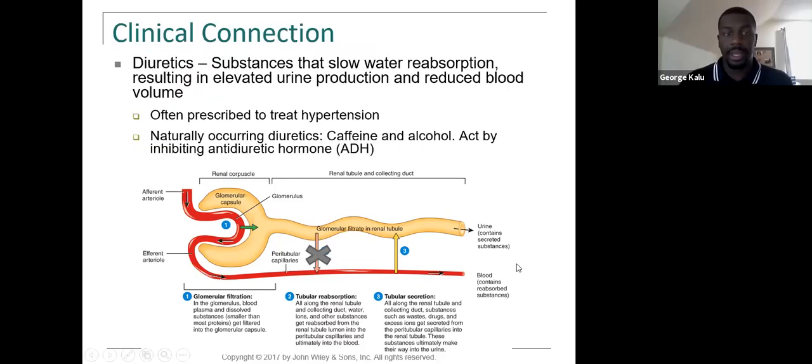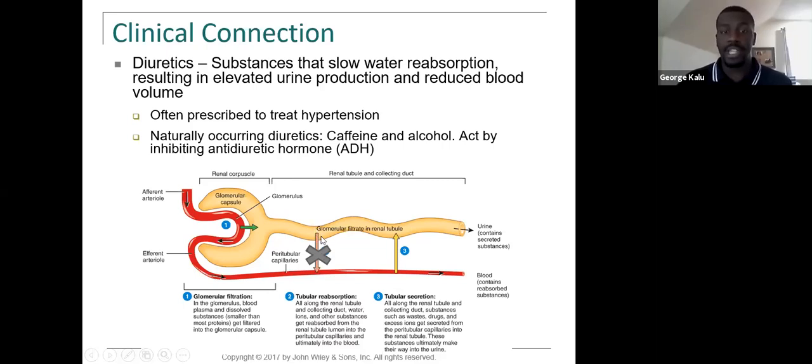All right. Now we can also have these different substances called diuretics. What diuretics do is they will slow your water reabsorption, so they prevent water reabsorption. The way they do that is typically by inhibiting antidiuretic hormone. They inhibit ADH. And so diuretics are usually used to treat hypertension. So people who have hypertension have obviously high blood pressure. So one way that you can treat that is to reduce the amount of water that's getting delivered back into the blood.